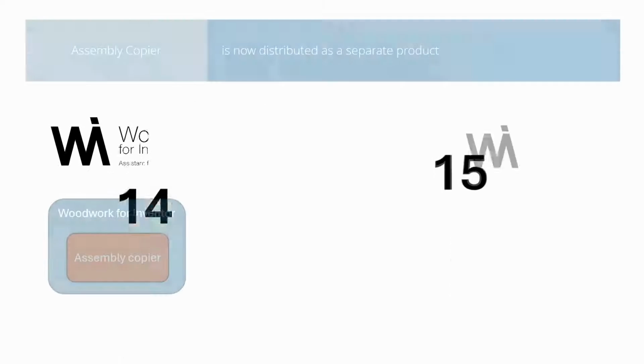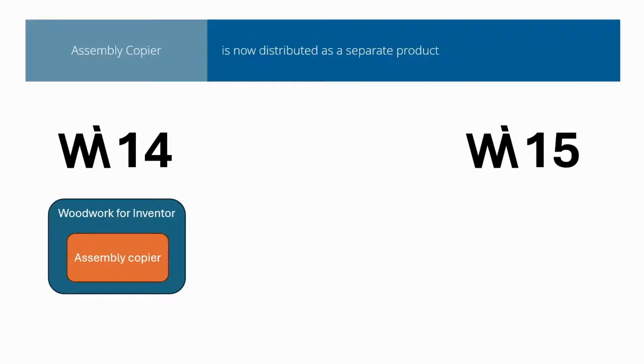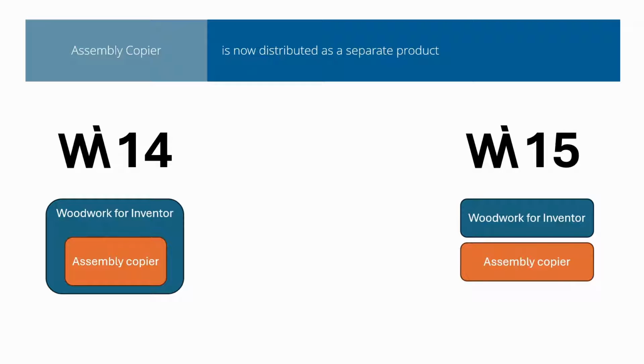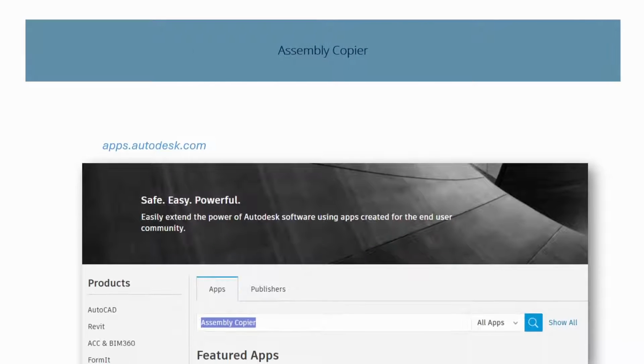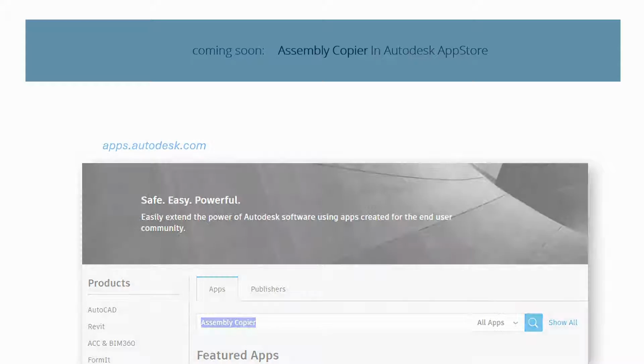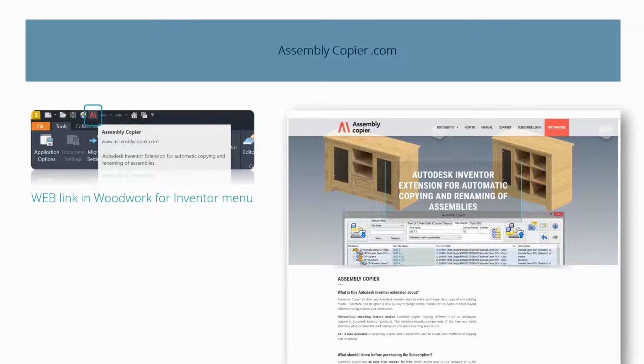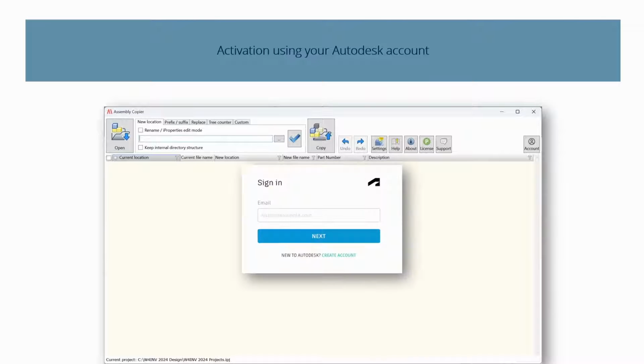The Assembly Copier tool has proven its capabilities not only in woodworking, but also in other industries. Therefore, we have decided to transform Assembly Copier into a separate software with a subscription license model. Soon, Assembly Copier will be available in the Autodesk App Store. You can also download Assembly Copier from our new website, assemblycopier.com, where you can also find the manual and valuable support resources. Assembly Copier activation is streamlined through your Autodesk account.